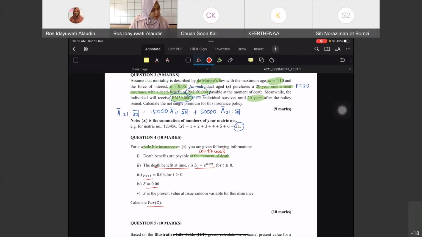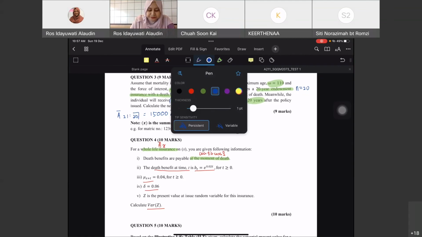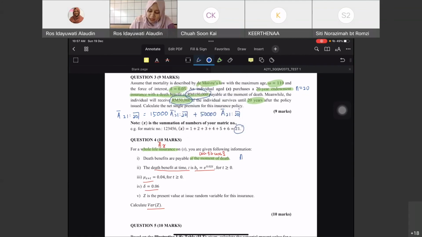Okay, so for question 4, first, you need to write the right notation. So whole life insurance is A_x. X is not given, so you can just write x. The keyword here is mu x plus t is equal to 0.04 for all t, meaning that it is constant. The force of mortality is constant.